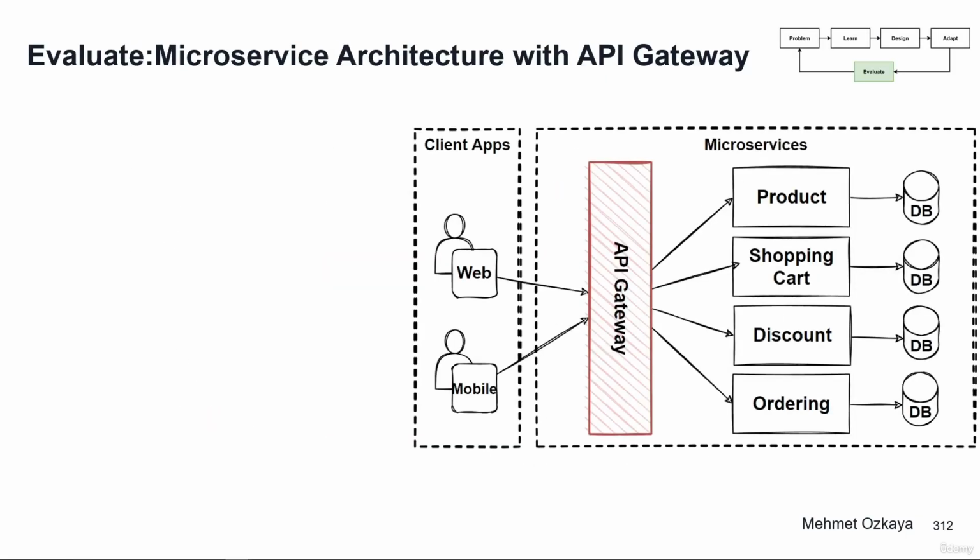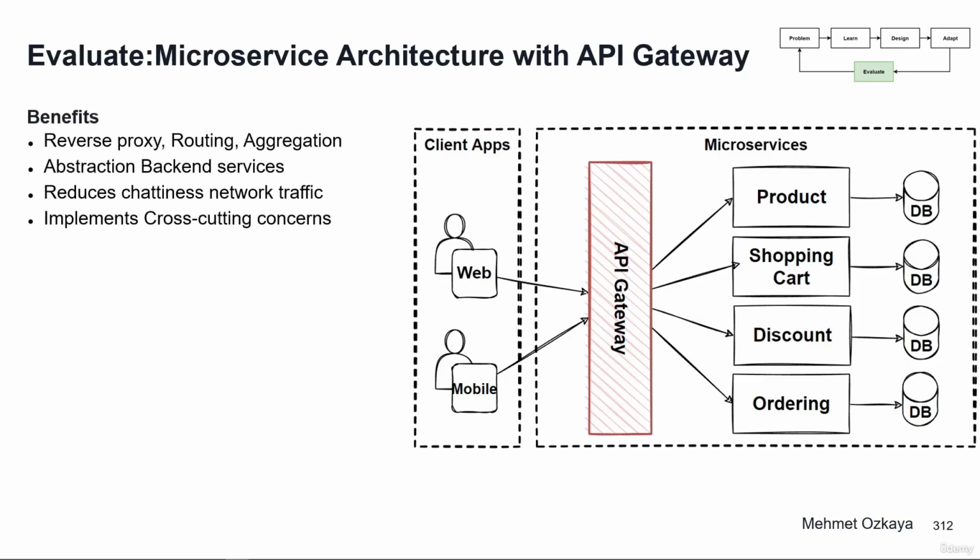Now it is time to evaluate this current architecture. When we evaluate any architecture, we write down the benefits and drawbacks of the current architecture. As benefits, we can say that it provides reverse proxy, routing, aggregation, and abstraction from the backend microservices, reduces chatty network traffic, and implements cross-cutting concerns.